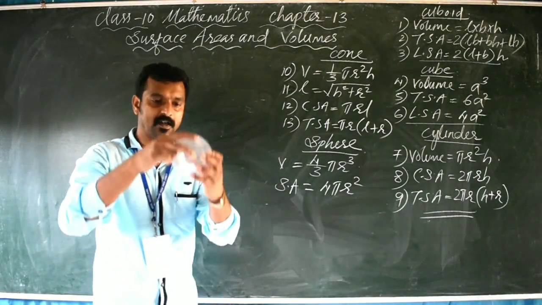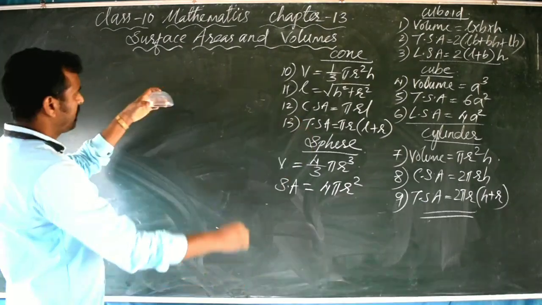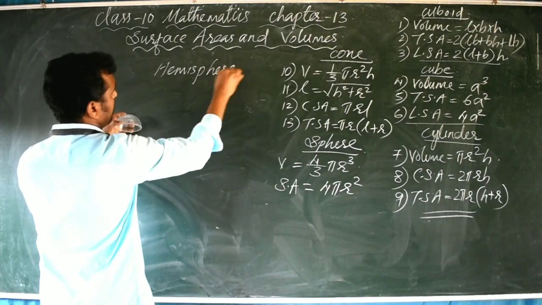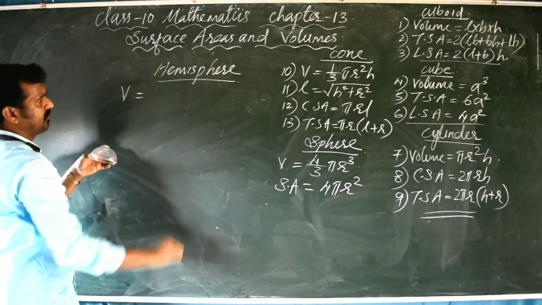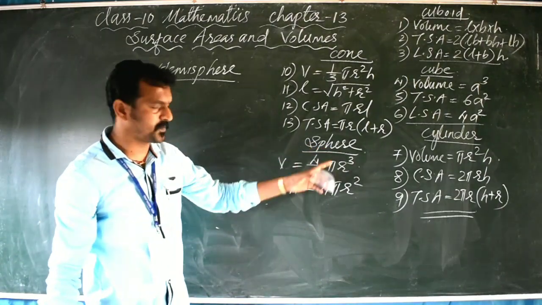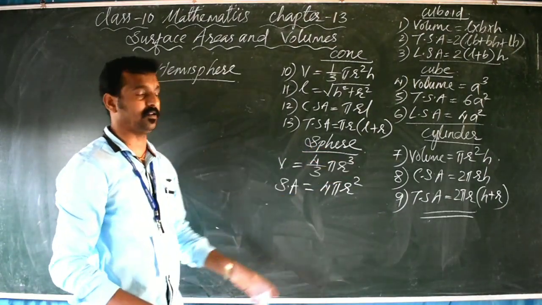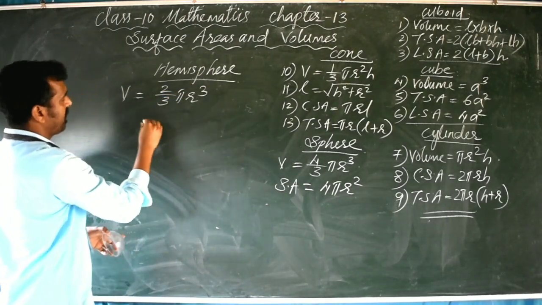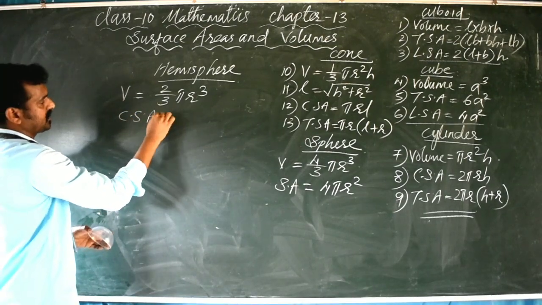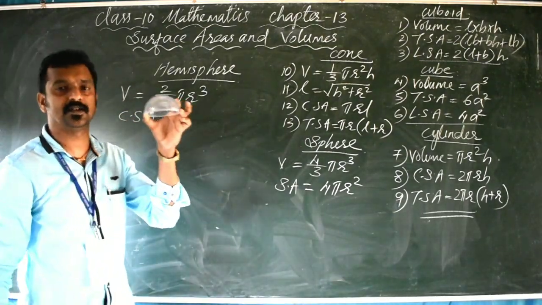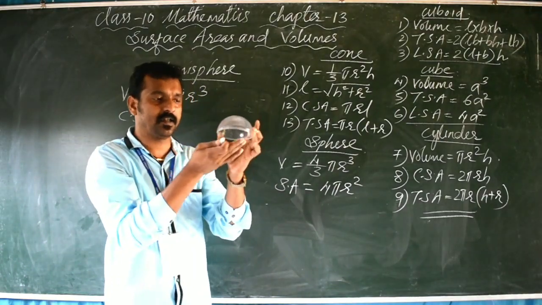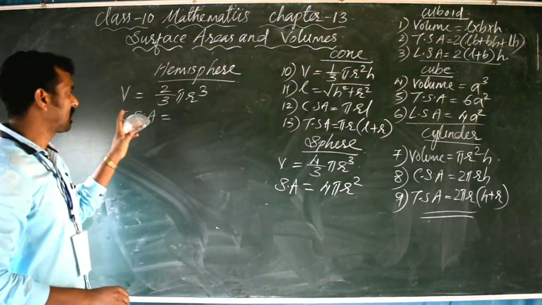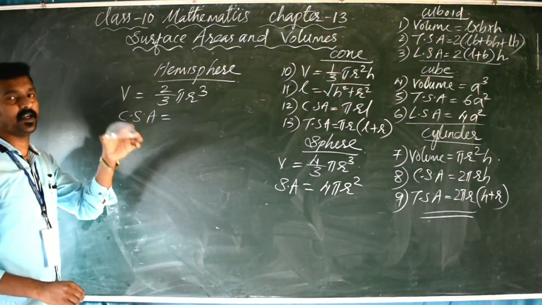Now next one is a hemisphere. What is a hemisphere? Half of a sphere. Cut it into two equal parts. One part is in the form of a hemisphere. Hemisphere volume. What is the volume of a sphere? 4 by 3 pi r cube. So hemisphere, half means it will come 2 by 3 pi r cube. And here it will come curved surface area and total surface area. Why? Because it has two faces. One curved face is here and a bottom circular face also there. Two faces are there. So curved surface area and total surface area it will come in case of a hemisphere.